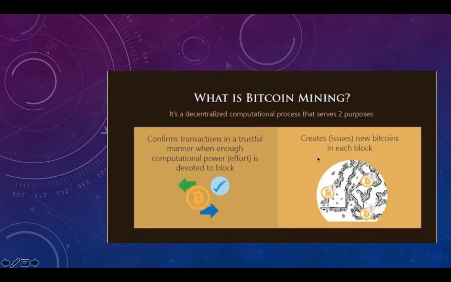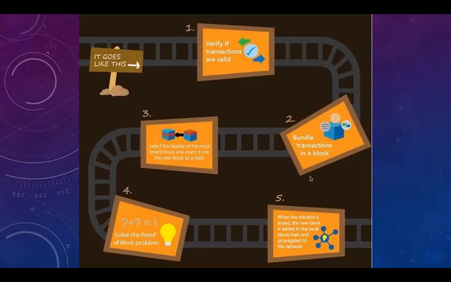So then you see the next part over here. It says it creates and issues new Bitcoins in each block. Okay, so it goes like this. First thing you see is verify if transactions are valid. So this is a system that verifies this, like I said, without having these third and fourth and fifth parties. And it's like multiple notaries at one time being able to stamp it: yep, we like that, we're on board.